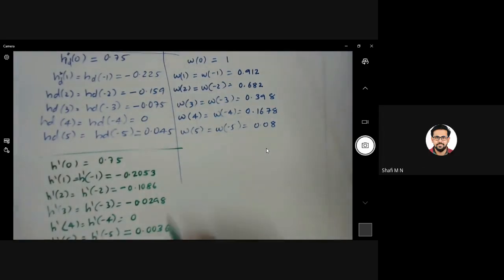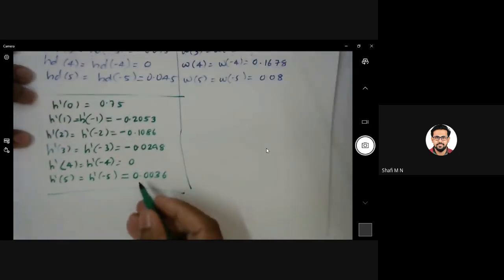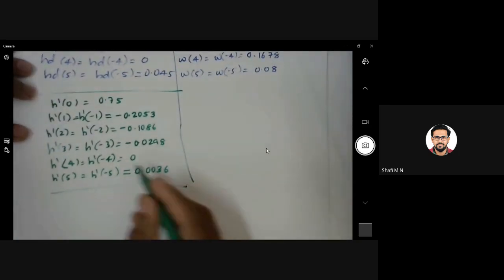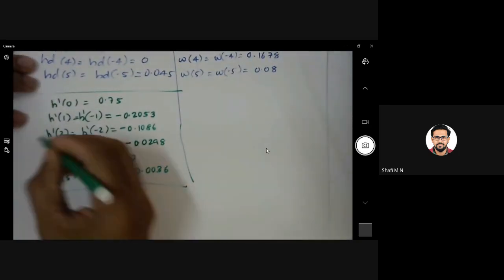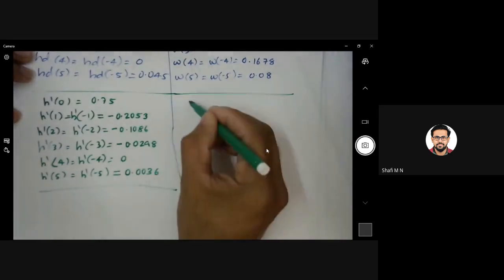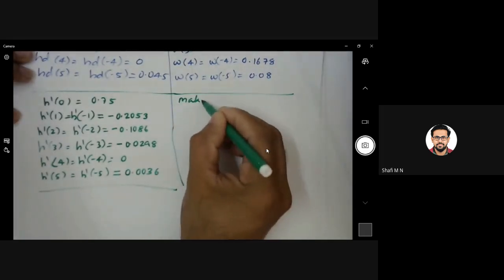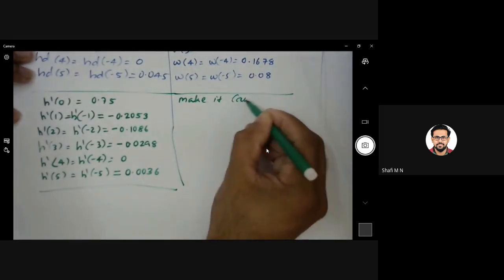So this is your truncated sequence. We have truncated your design or your impulse response. Now, what is the problem with this sequence? It's non-causal, right? This is non-causal. So making it causal is the next step, you make it causal.